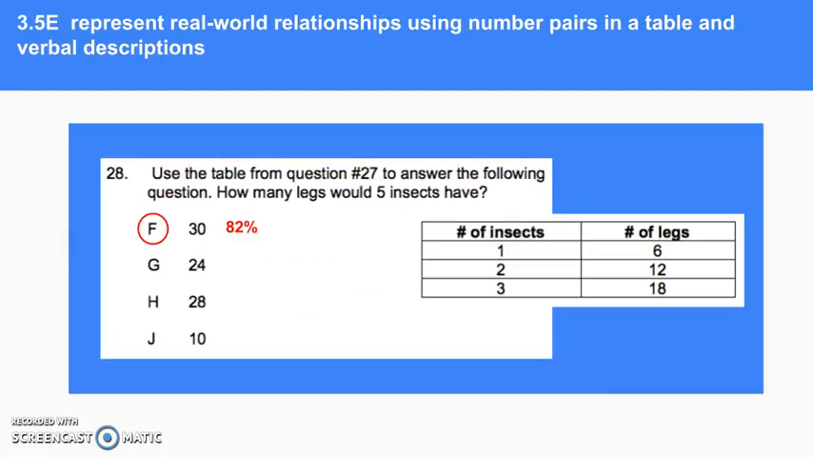Question number 28 asked students to refer to the table from question number 27, so I have included that table here. They needed to use that table to answer the question, how many legs would 5 insects have? 82% of our students chose F as 30. I'm extremely proud of that. Oftentimes students want to just do the next in the pattern, which would have been 4 insects, and that did not catch our kids, so great job.